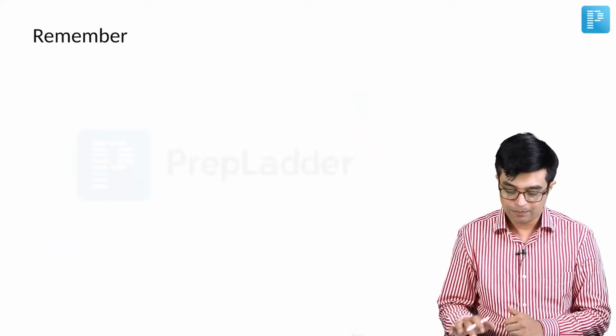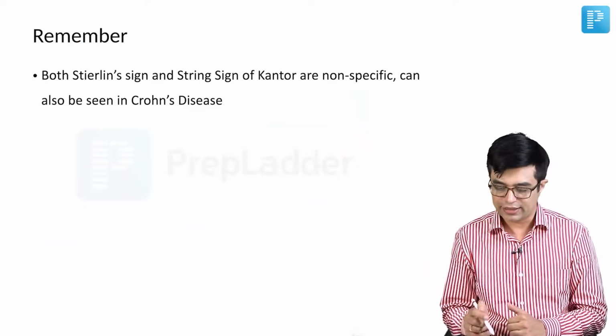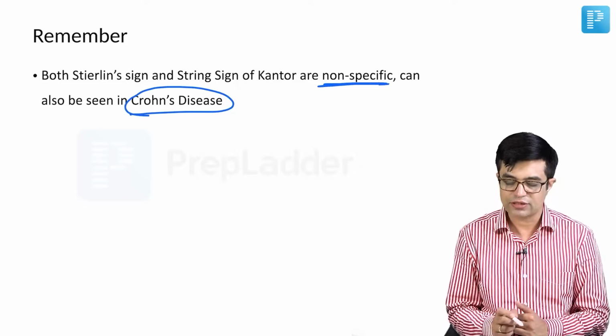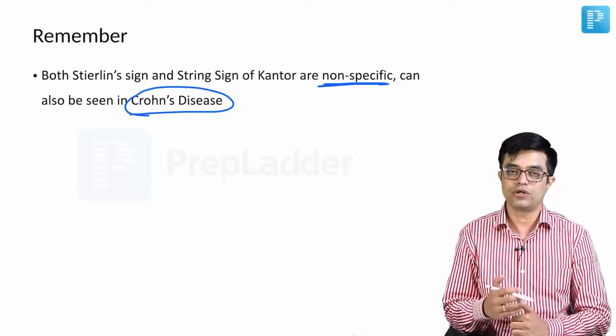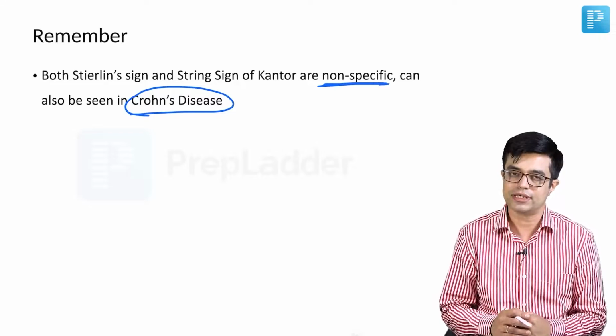And remember that both Sterling sign and string sign of Cantor are non-specific. They can also be seen in other conditions, especially Crohn's disease. So they are not exclusive for abdominal tuberculosis. They can be seen in Crohn's disease as well.